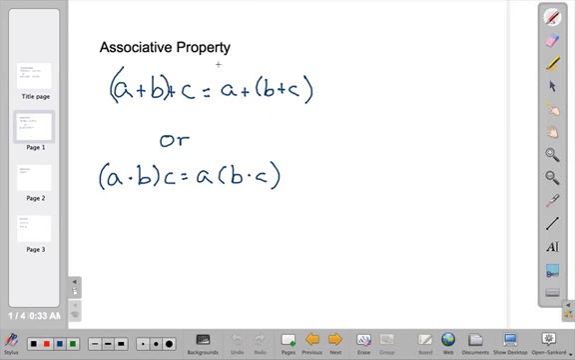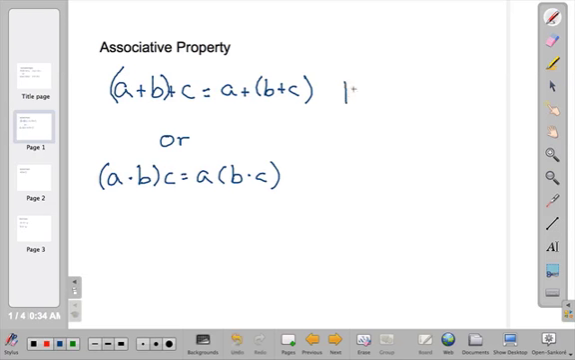The second property is known as the associative property. And the associative property has to do with grouping. And it says that it doesn't matter what order we group numbers in, we're still going to get the same answer. So if we're going to do A plus B, and we're going to add those first and then add C, that's the same thing as this one over here, which says you're going to add B and C first and then A. Let me put some numbers in.